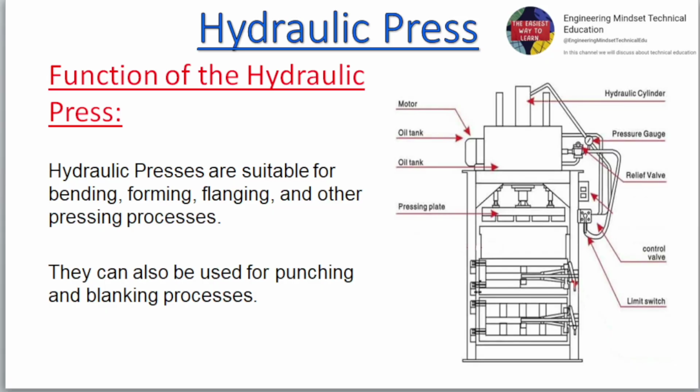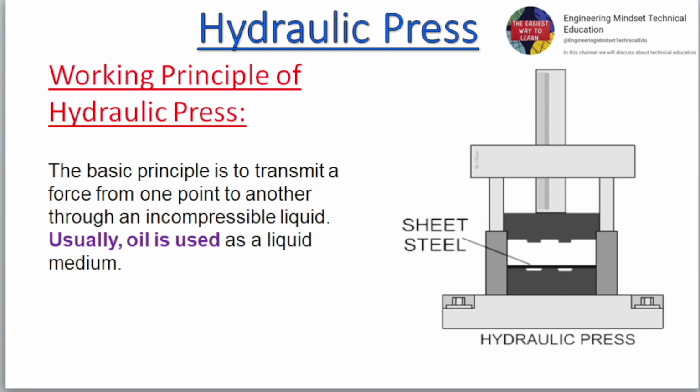Function of the hydraulic press. Hydraulic presses are suitable for bending, forming, flanging, and other pressing processes. They can also be used for punching and blanking processes.